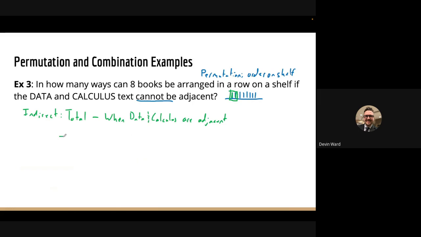So to find the total, we just look at how many total books there are. We have 1, 2, 3, 4, 5, 6, 7, 8 books. So that's 8 factorial. There's 8 factorial ways of putting them together. And the factorial is kind of why it's more of a permutation, because once we put, say, data here, it can't go anywhere else. So the spot on the shelf is important. That's why it's a permutation.